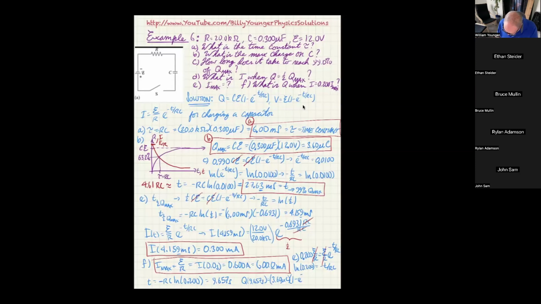So this is just negative 1.609 RC over RC. And that answer becomes 1 minus, now I'm going to write e to the negative 1.609. That gives me, in fact, 80%. So that's 0.8 of CE.